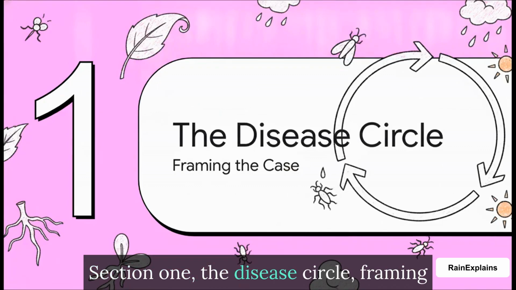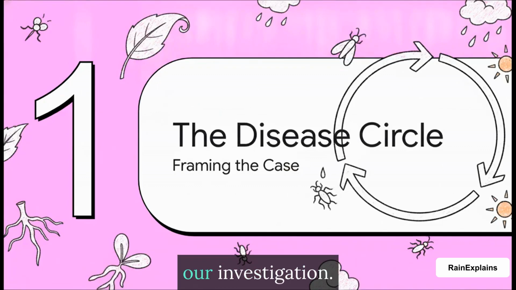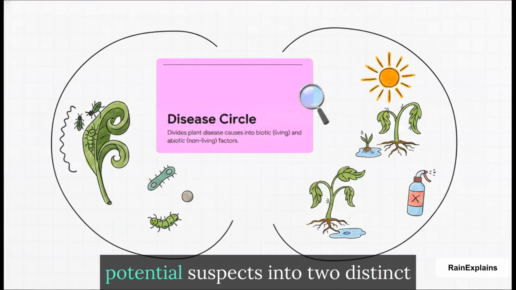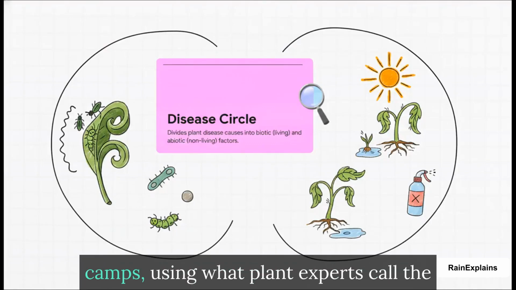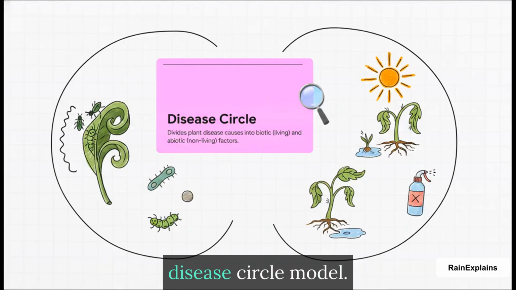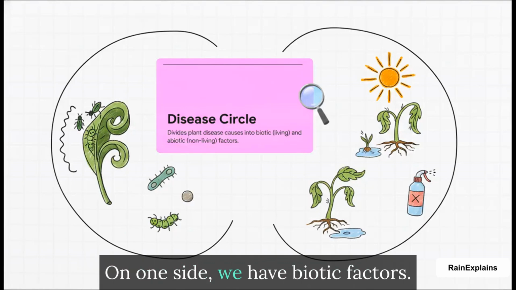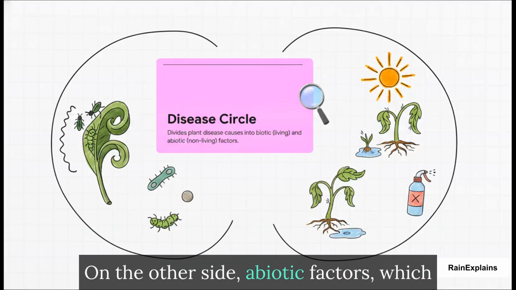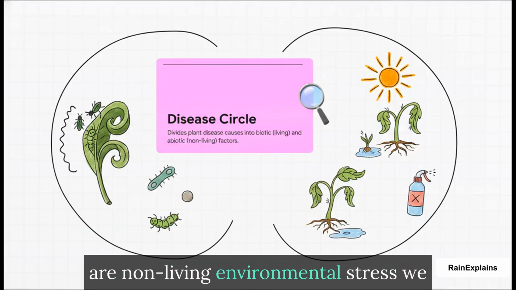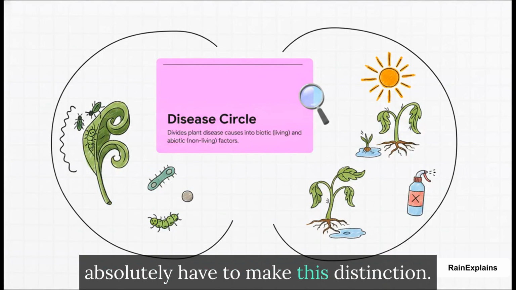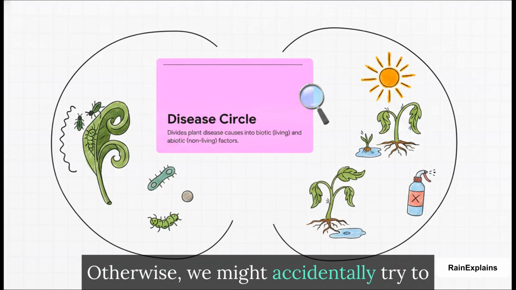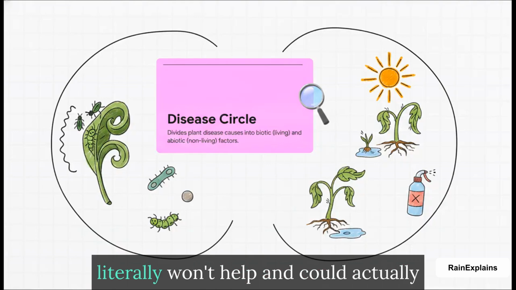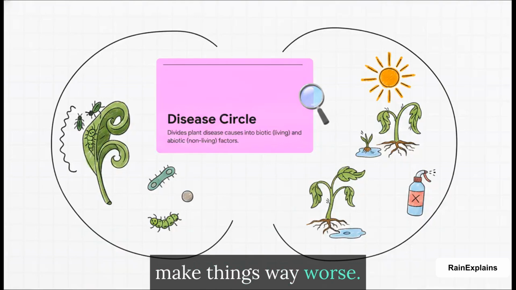Section 1. The Disease Circle. Framing our investigation. To crack this case, we have to divide our potential suspects into two distinct camps, using what plant experts call the disease circle model. On one side, we have biotic factors. Those are the living organisms. On the other side, abiotic factors, which are non-living environmental stressors. We absolutely have to make this distinction. Otherwise, we might accidentally try to treat a simple watering problem with a heavy-duty chemical spray, which literally won't help and could actually make things way worse.